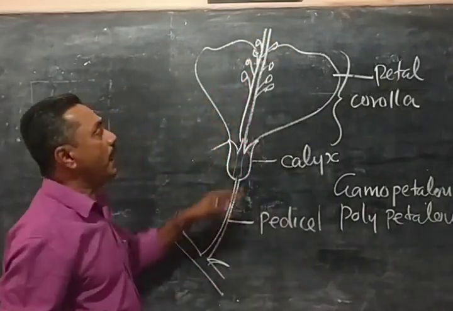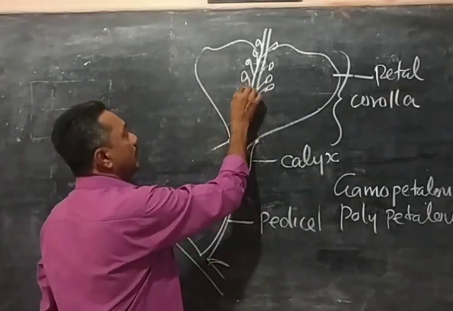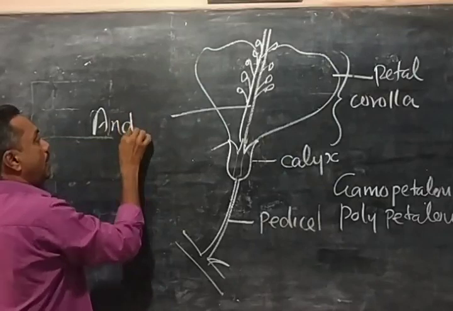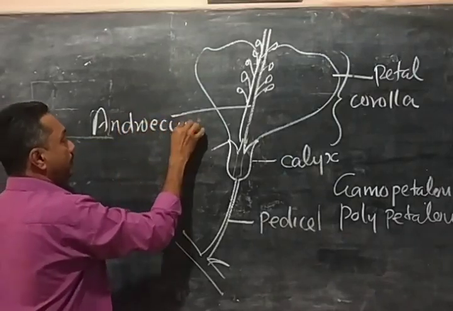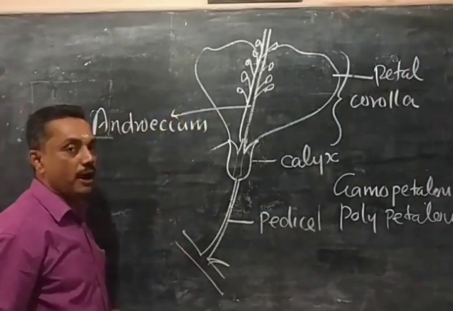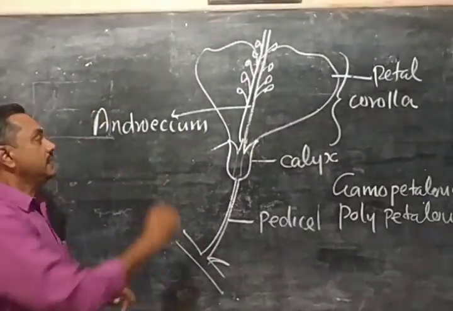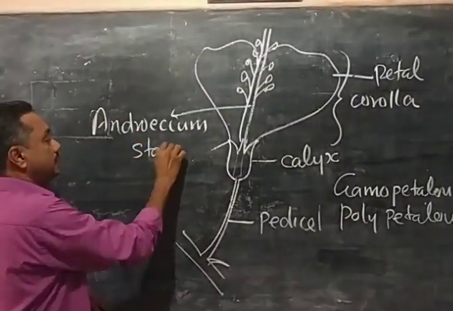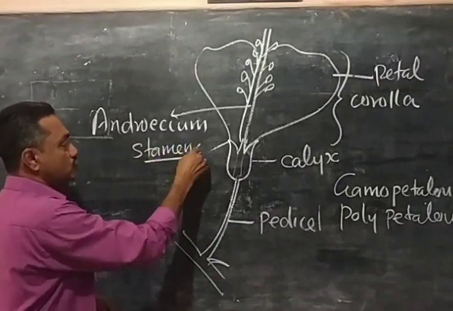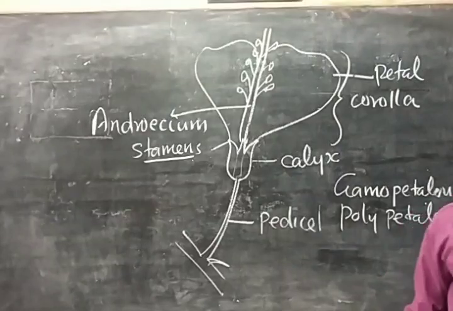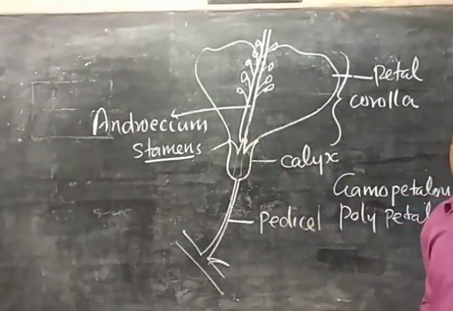This is the male part of the flower. This male part of the flower is called androecium, and it is made up of stamens.